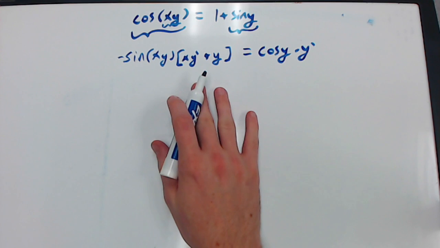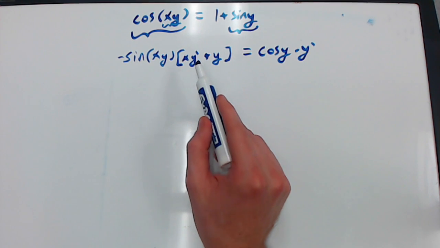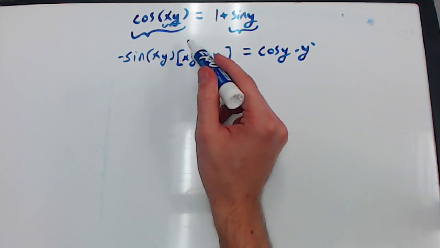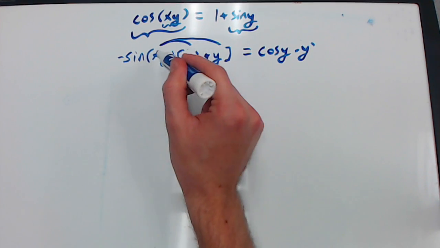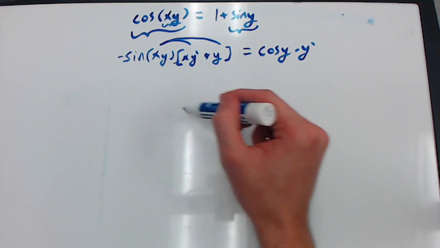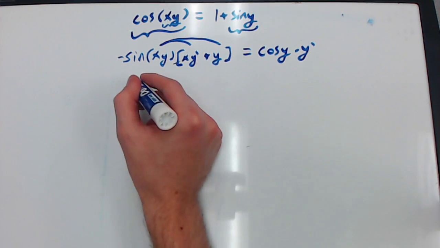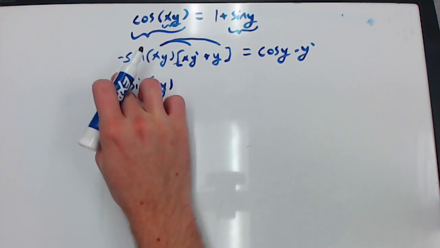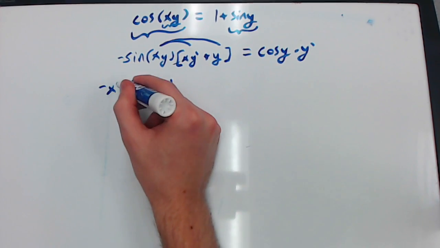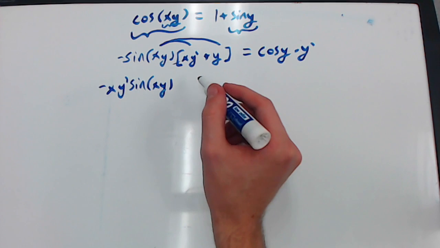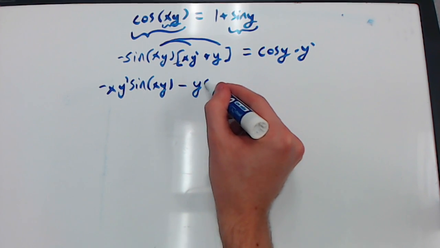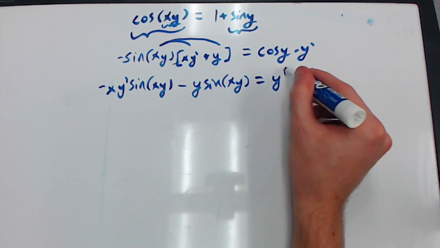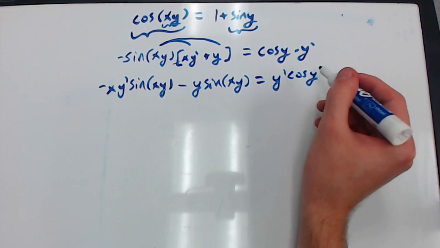So now the best course of action, whenever you have anything like this, the only way to really isolate our y primes is we're going to have to multiply this out and then take whatever term has y prime in it and get it over to this side. So we'll end up with negative sine of xy times xy prime minus y sine of xy. Set this equal to y prime cosine of y.